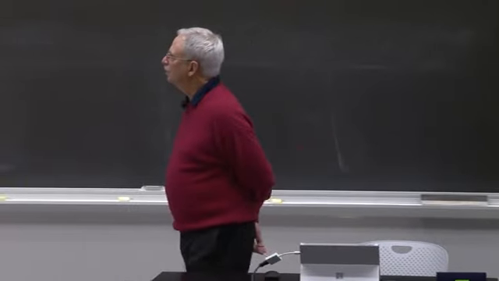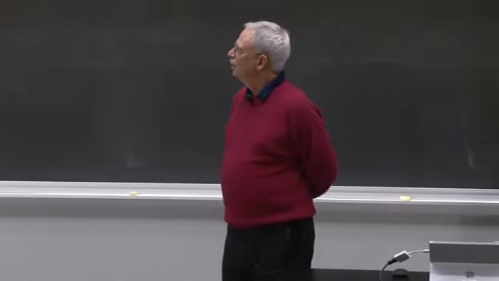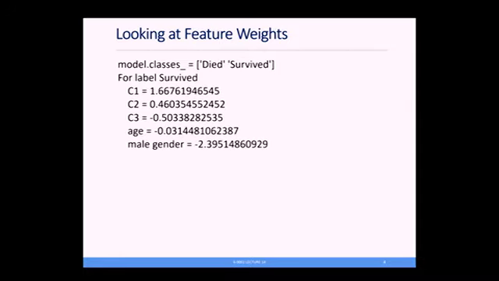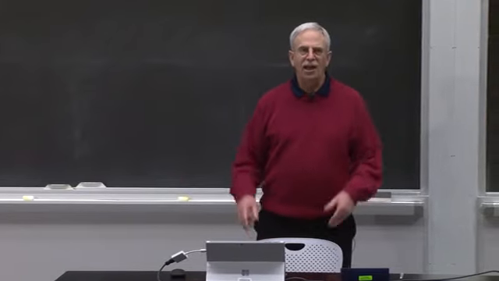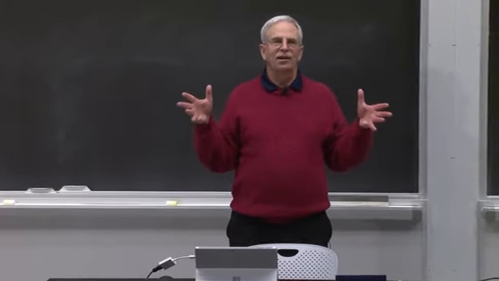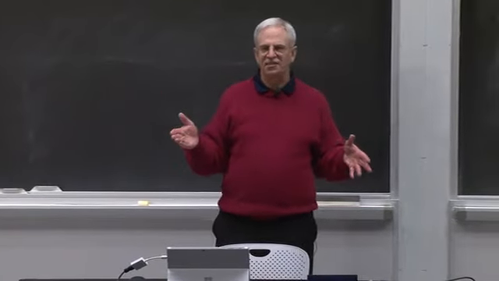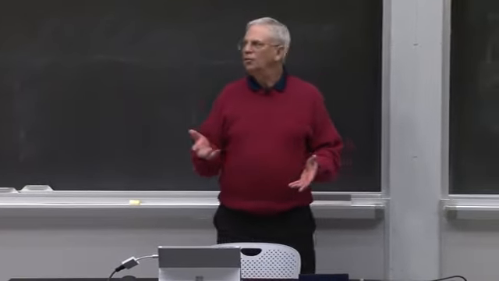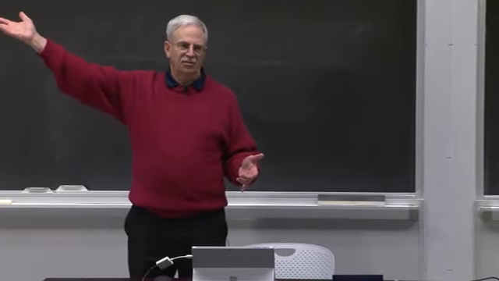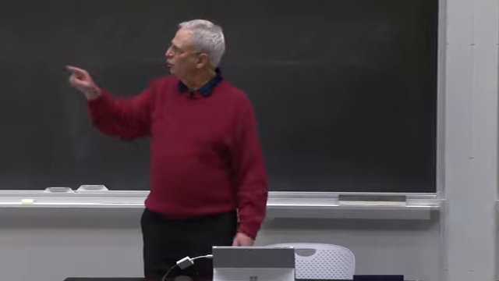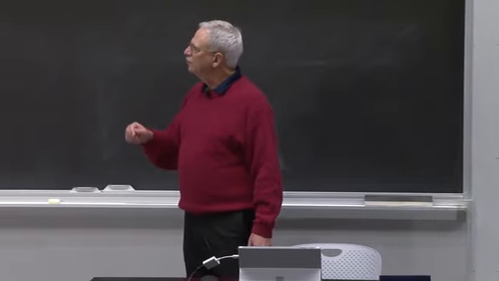And we had this up in the last slide. The model classes are died and survived. For the label survived, we said that if you were in a first-class cabin, that had a positive impact on your survival, a pretty strong positive impact. You can't interpret these weights in and of themselves. If I said it's 1.6, that really doesn't mean anything. So what you have to look at is the relative weights, not the absolute weights. And we see that it's a pretty strong relative weight.